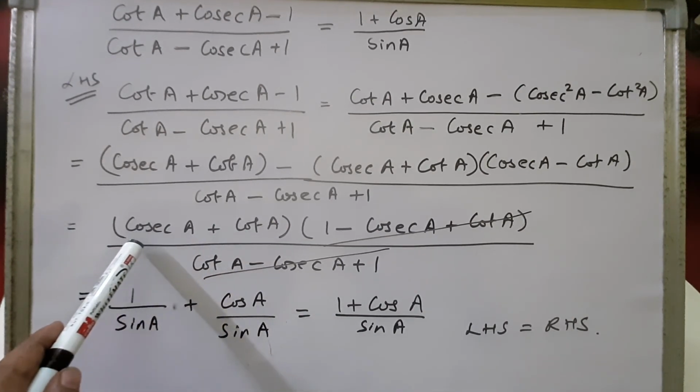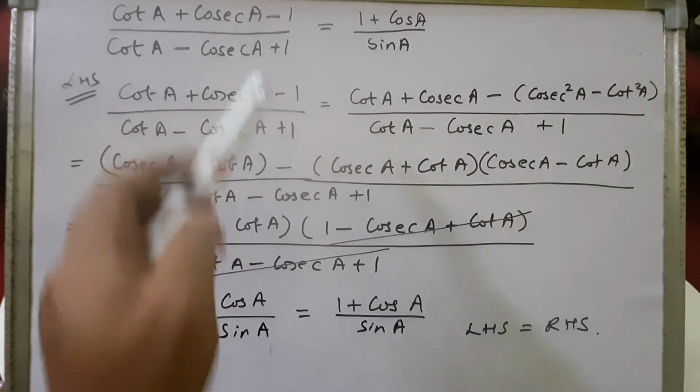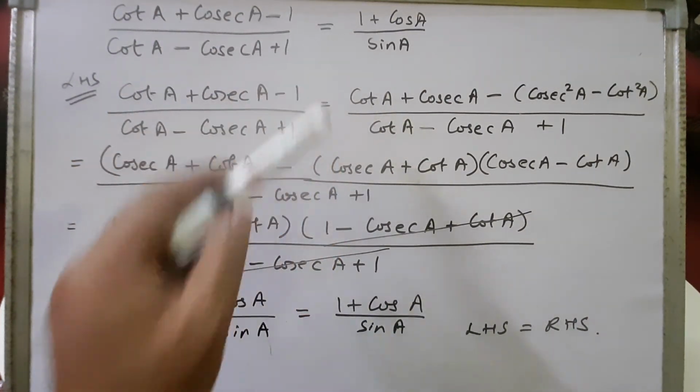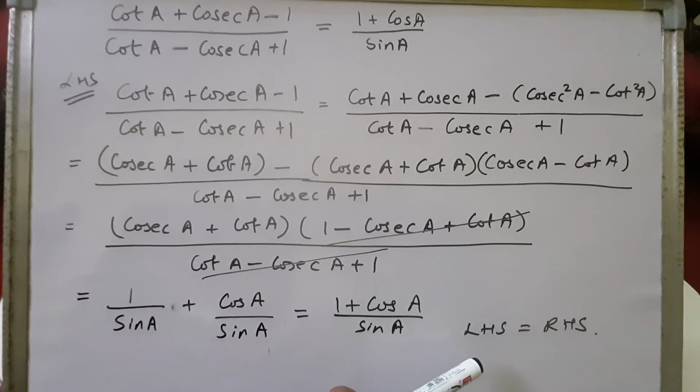And when we put the value of cosec A as 1 upon sin A and cot A as cos A upon sin A, what we'll get? This will get. And when we take the LCM, we can see sin A is in the denominator in both the terms. So we can take sin A as the LCM, and then you can add the numerators, and what we'll get? 1 plus cos A upon sin A. So this is our required right hand side. So we have obtained this RHS. So now we can say that left hand side and our right hand side are equal.